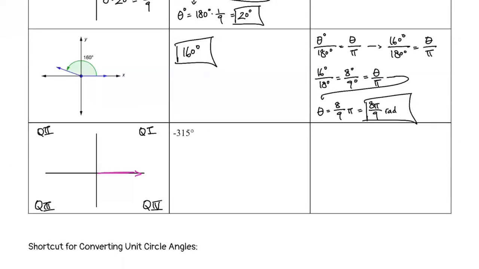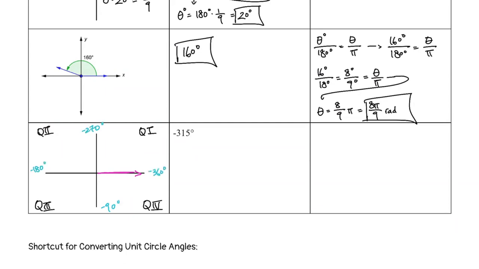If I'm looking for negative 315 degrees, what quadrant do we think that's going to be in? Okay, why do you think it's going to be in quadrant 1? Because you're going down or clockwise, and we know that 90 degrees is equivalent to negative 270, and negative 315 is larger in magnitude than 270 but less than 360.